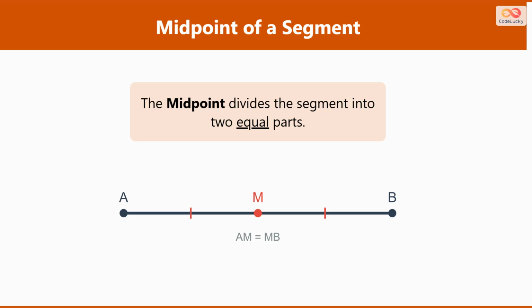Every line segment has a special point exactly in the middle, called the midpoint. This point divides the segment into two smaller segments that are exactly equal in length.